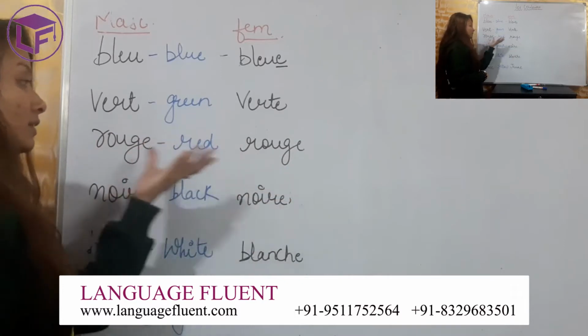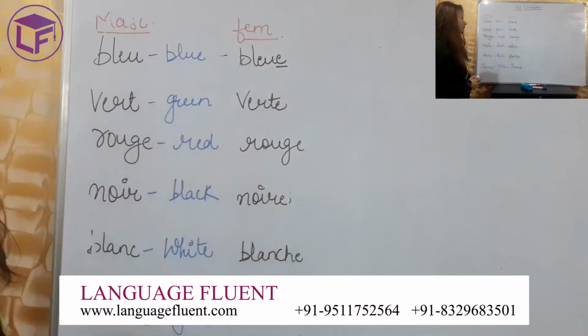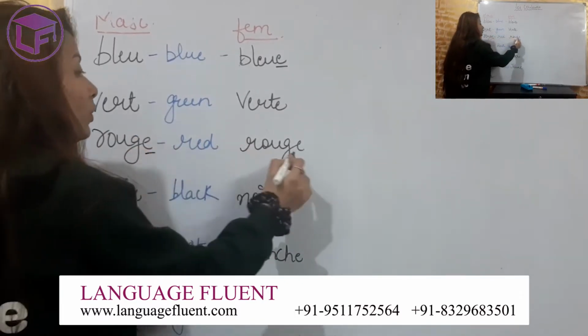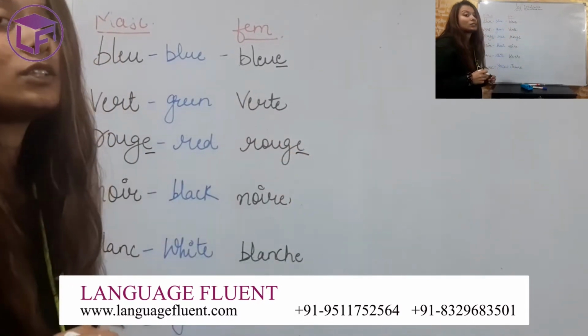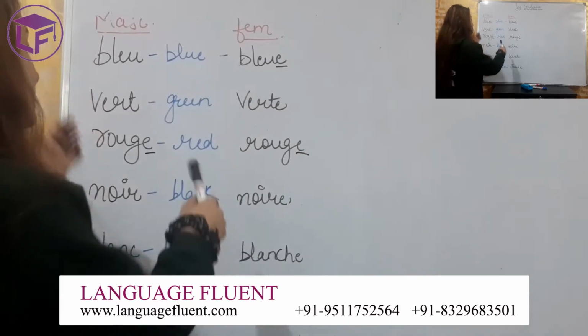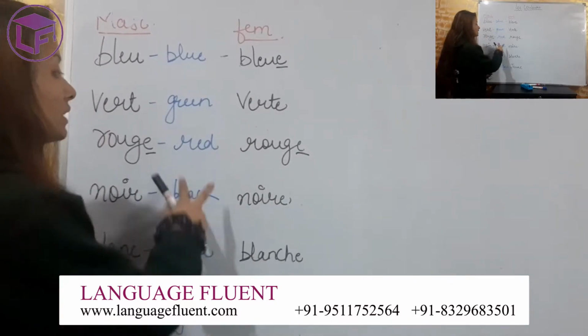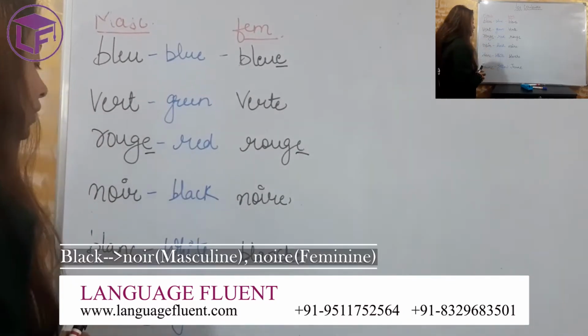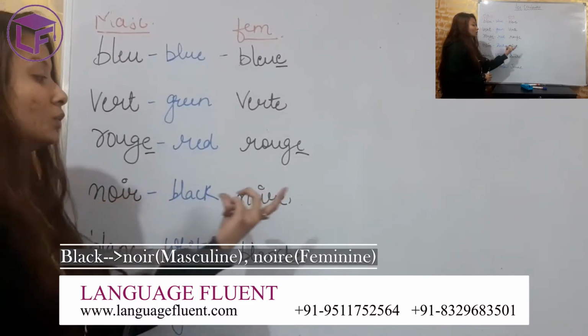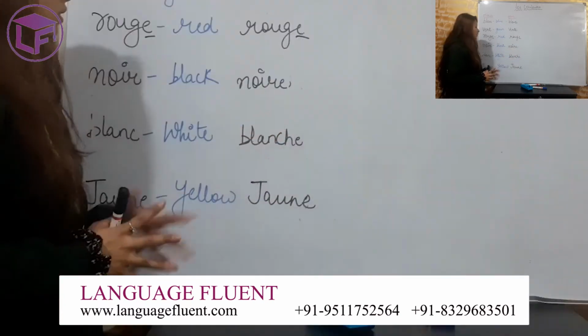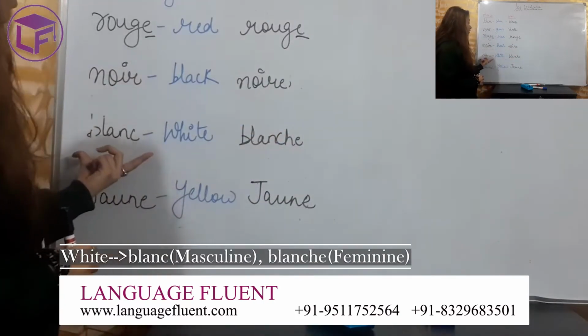Rouge pronounces the same and looks similar in the feminine as well, because there is already an E. We don't need to put an extra E with the feminine case of rouge. Rouge is red. Then we have black, that is noir. White is blanc.